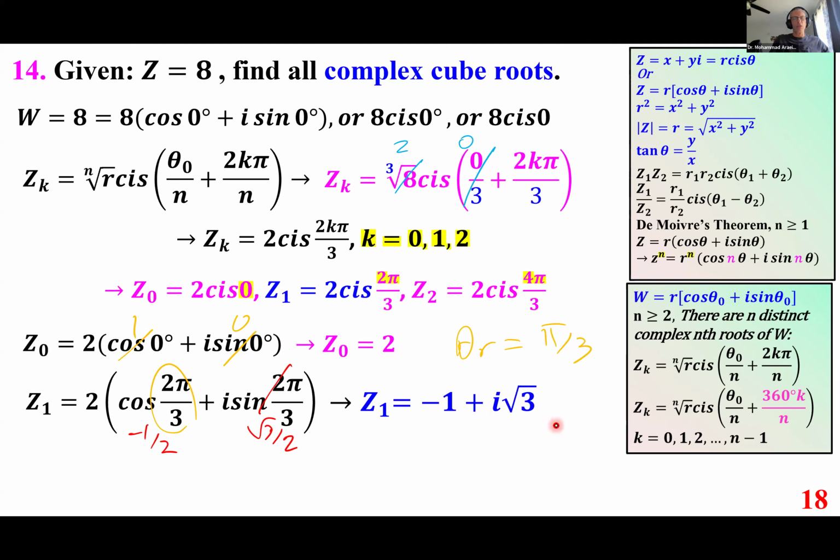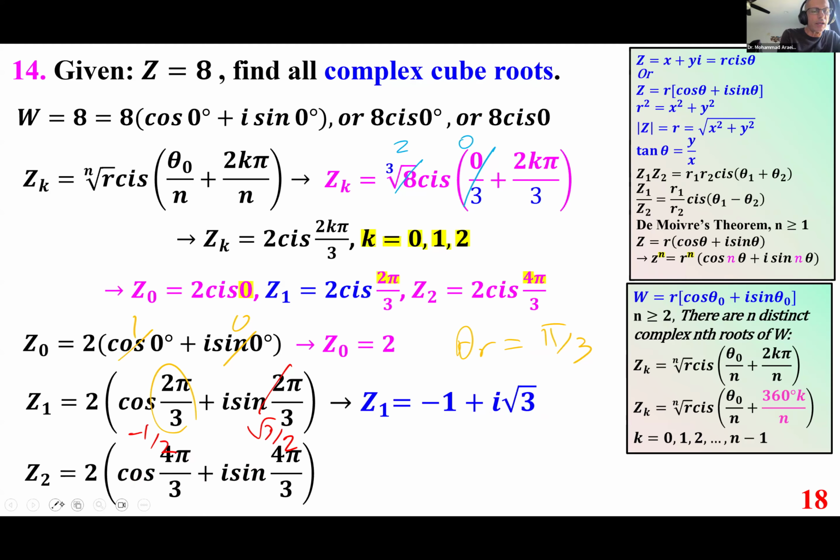We're going to do the same thing with 4 pi over 3. Now, 4 pi over 3 puts us in the third quadrant, same reference arc. Cosine is still negative. Sine is also negative because in the third quadrant, sine and cosine are both negative. So therefore, we end up with negative 1 minus i square root of 3.